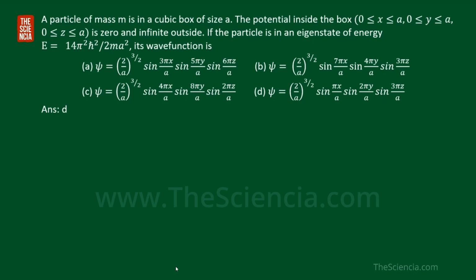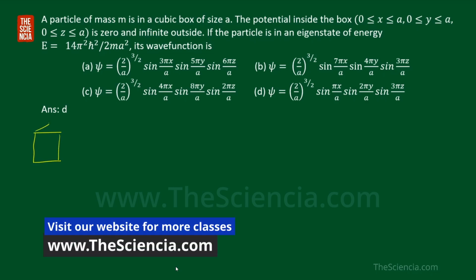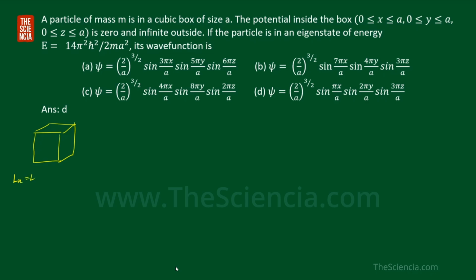This question is about a particle trapped inside a cubic box. So a cube has all sides the same, that is here Lx equal to Ly equal to Lz is equal to A, that is a cube of side A. And the potential inside the box is 0 and outside it is infinite. And the question is, if the particle is in an eigenstate of energy E equal to 14 pi square h square by 2 m a square, then its wave function is.